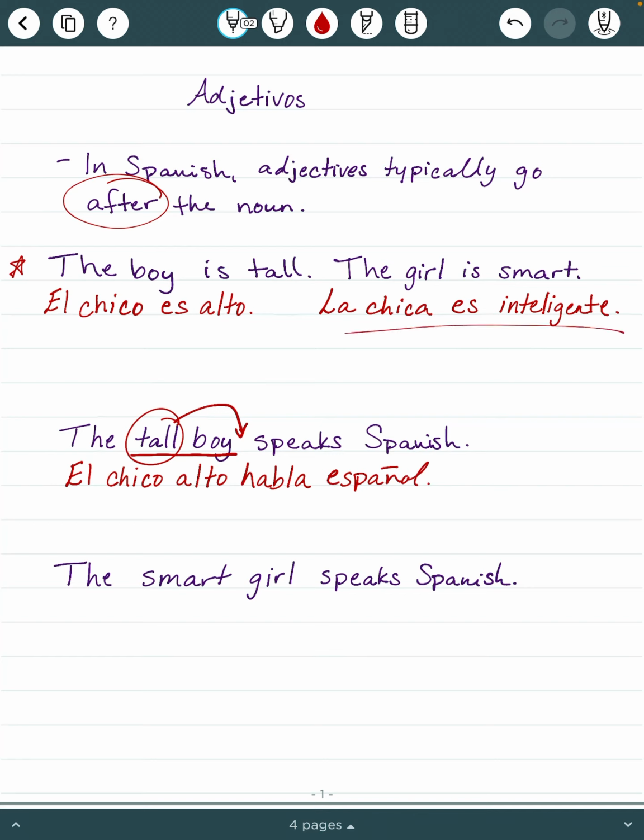So up here, la chica es inteligente, the girl is smart. Here we're saying the smart girl. And again, we're going to move our adjective to after our noun. So I'm going to start with the girl, la chica. And then we'll put smart after chica, inteligente. Speaks is still habla, and español. La chica inteligente habla español. So that is the first way where Spanish is going to be different from English. So they go after the noun instead of before.